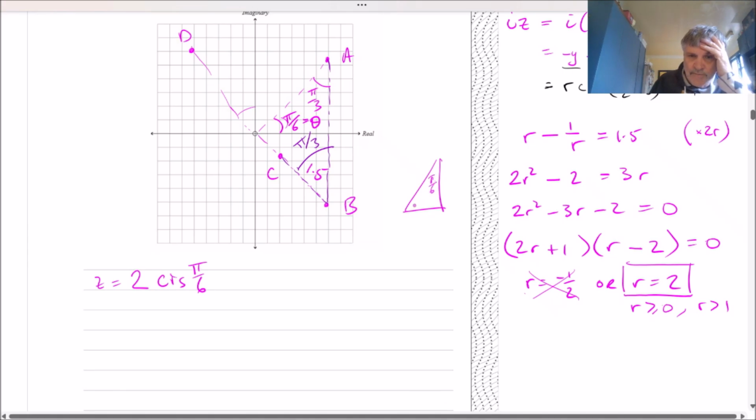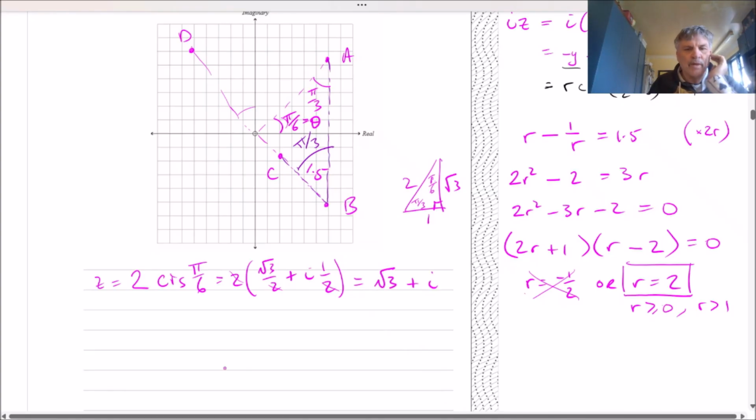Pi over 6, pi over 3, right angle 1, 2, root 3. Cos pi over 6 is root 3 over 2, so this is 2 times root 3 over 2, plus i times sine pi over 6 is a half. The 2's will cancel, so we'll get root 3 plus i.